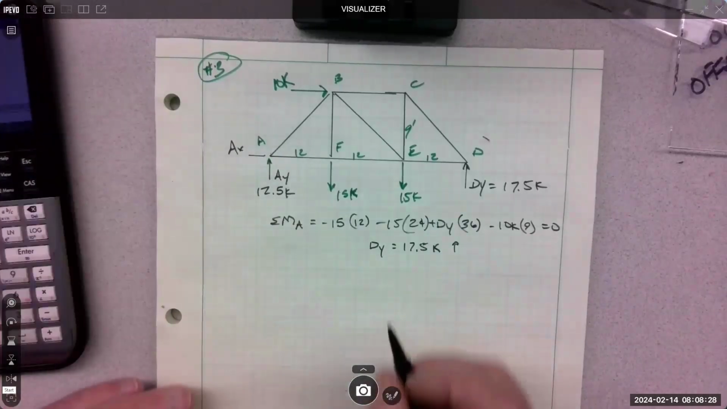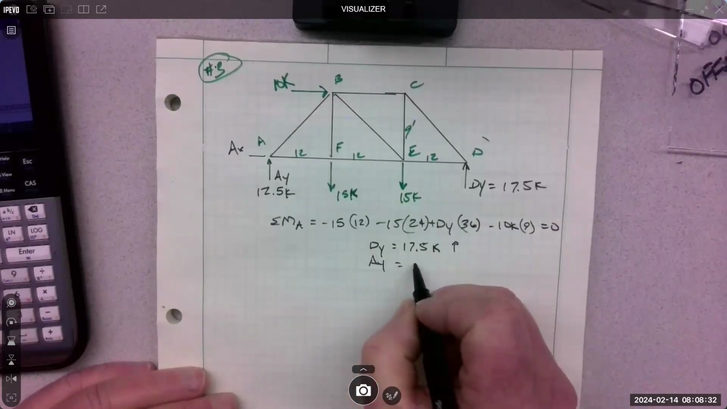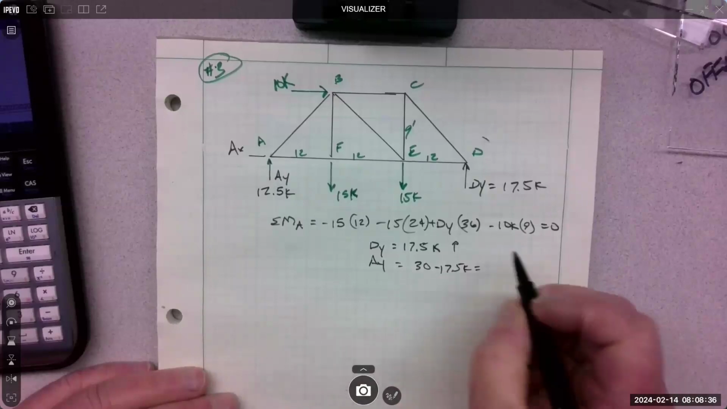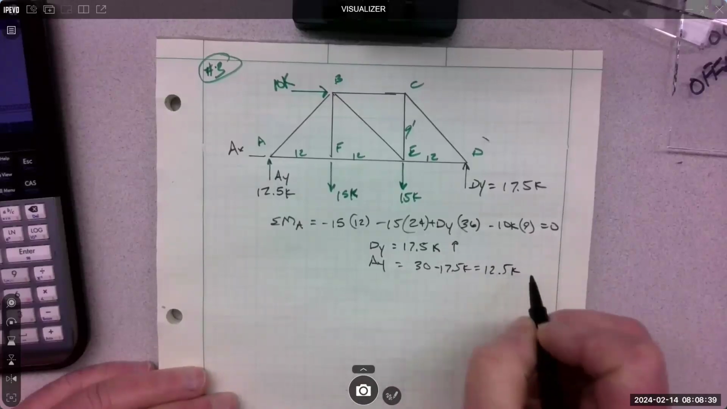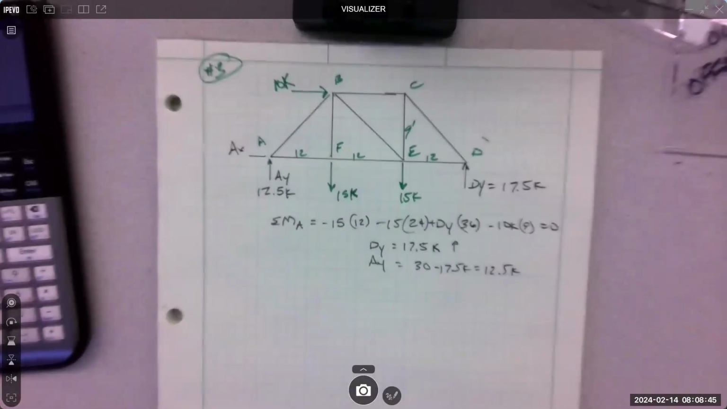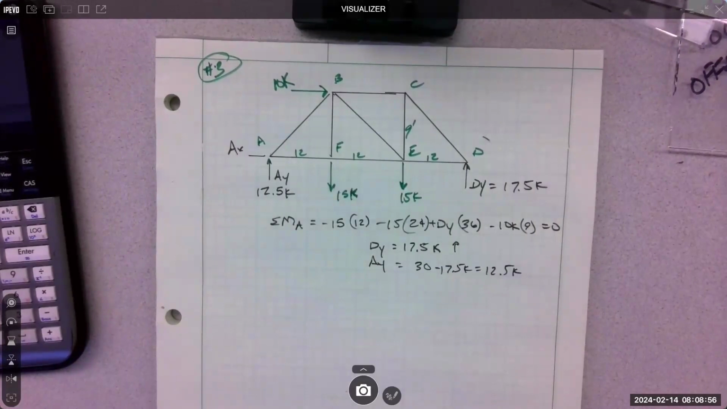All right, so then AY is just going to be 30 minus 17.5 K, 12.5 K. So that's just our leave the truss together portion. We have not taken the truss apart. We're not doing joint analysis yet. We have to solve for those reactions first.